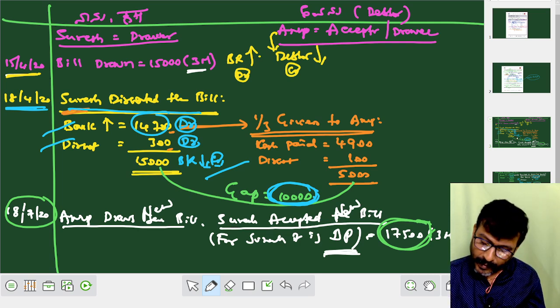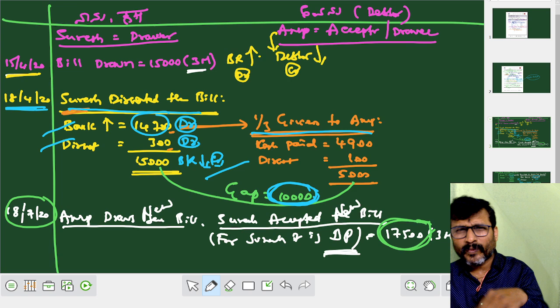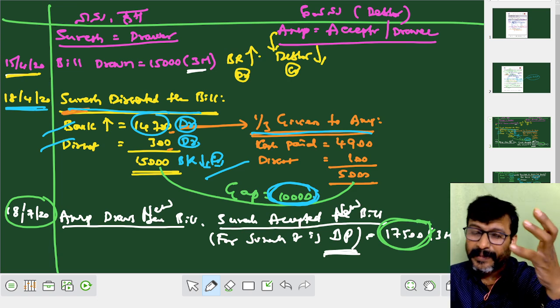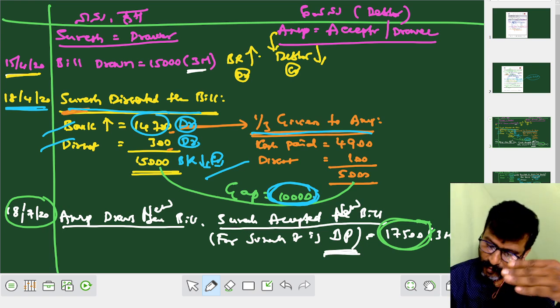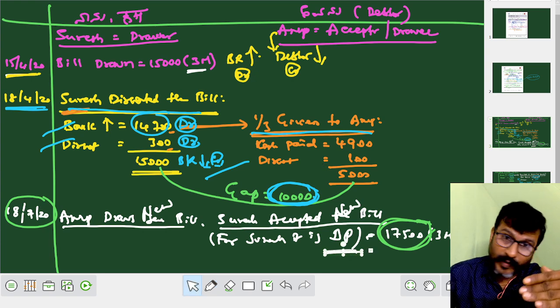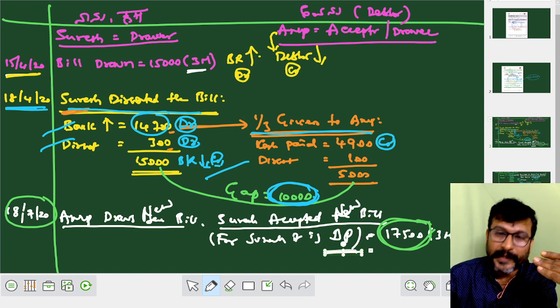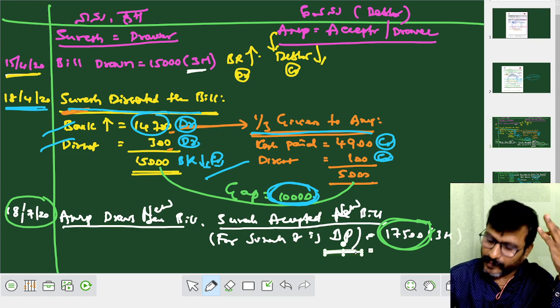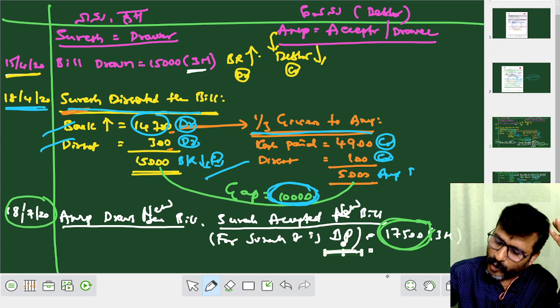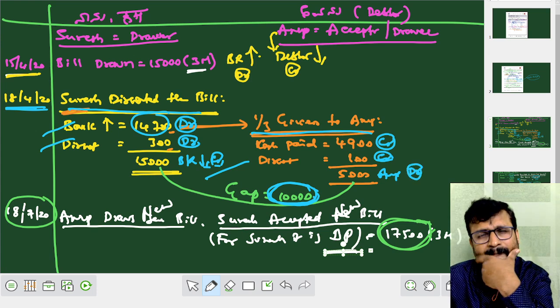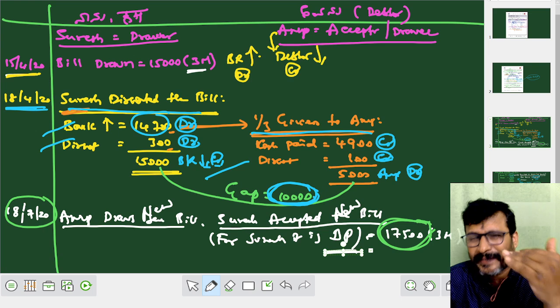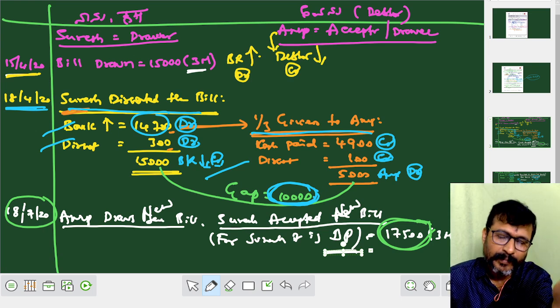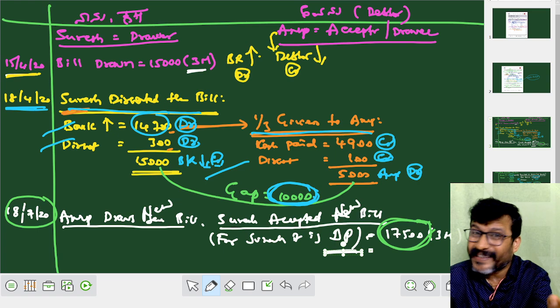Then what happened? 1/3 is given to Anup. When 1/3 is given to Anup, please remember from Suresh angle, what happened? For Suresh, cash decreased. It is to be credited. Discount is also to be credited. Right? Given to whom? This is given to Anup. Anup is to be debited, because Anup is a receiver of cash. Your creditor will decrease, your debtor will decrease. It is to be credited, because you have given money to Anup. Anup is a receiver of money.